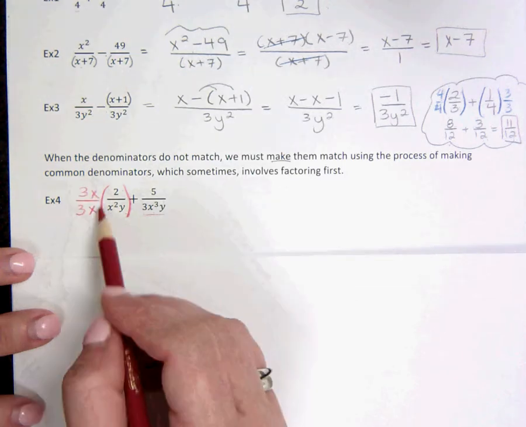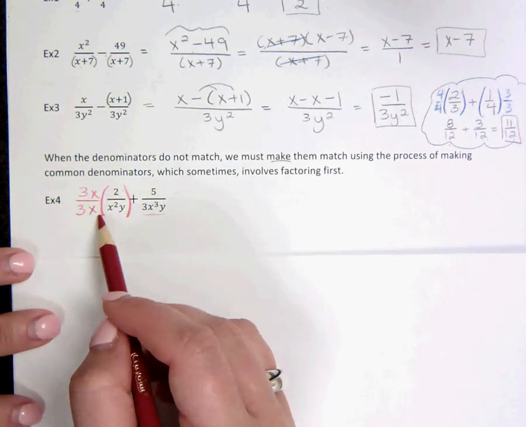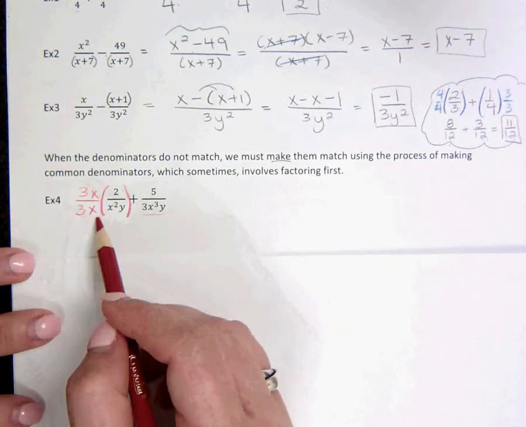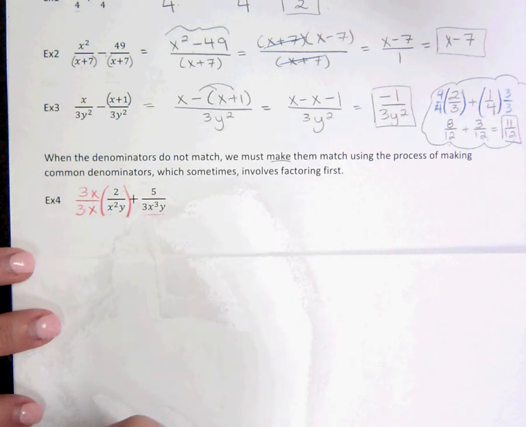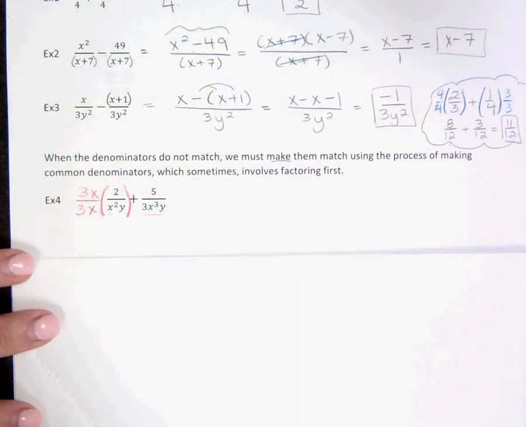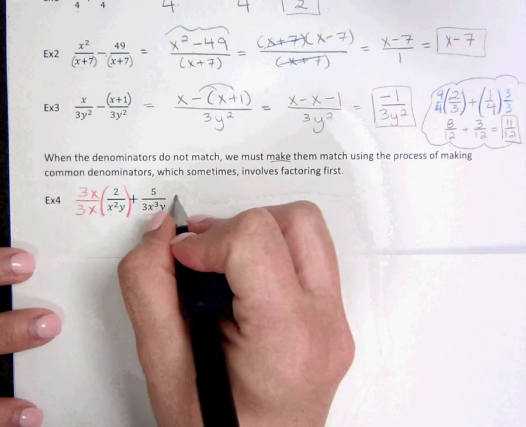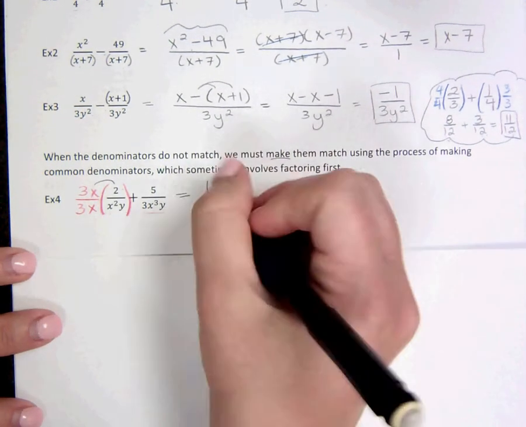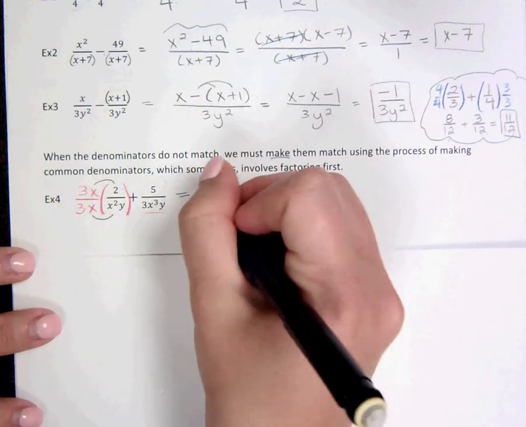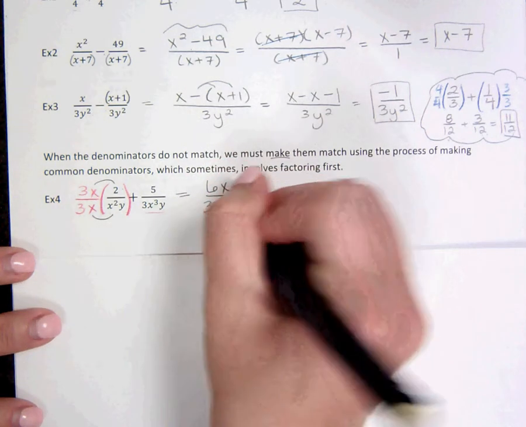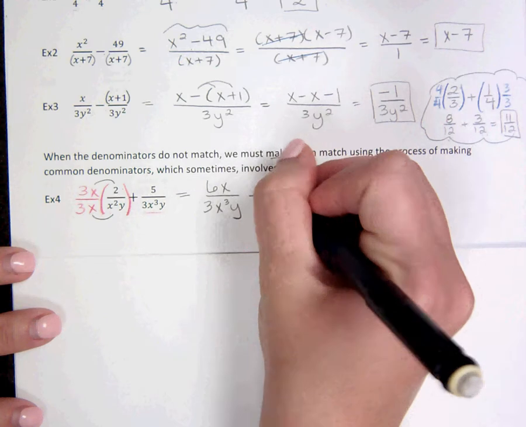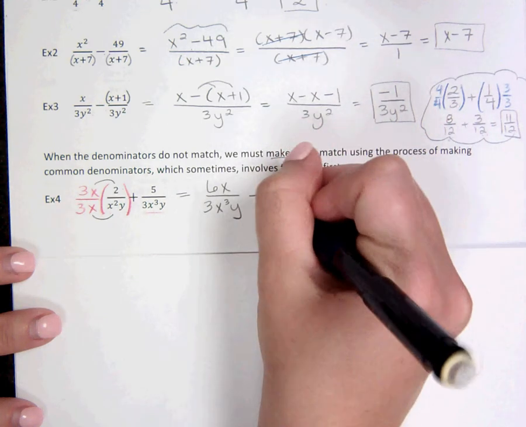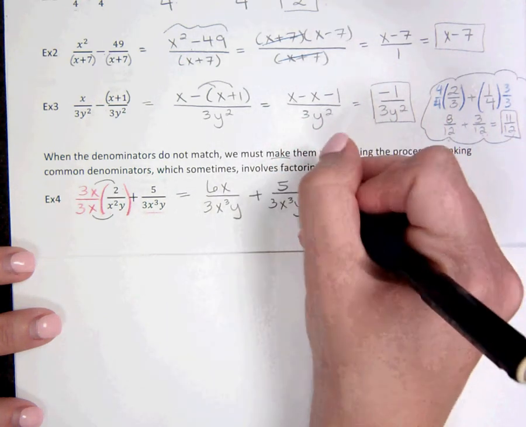So this is a thinking process. It's not always obvious what to multiply by, but you have to multiply by whatever it takes to make those denominators match. From there, we'll clean up what we have. So 3x times 2 is 6x. Over, multiplying this together, we'll get 3x to the third y plus 5 over 3x to the third y.